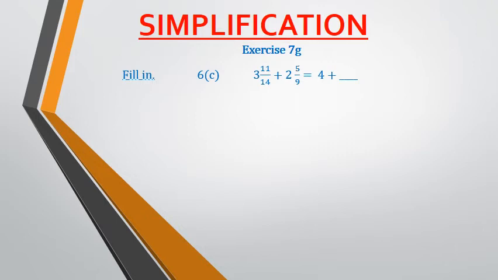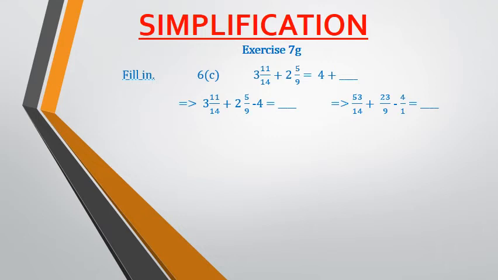So in order to find the number in the blank, we need to take 4 on the left hand side. So when 4 goes towards the left hand side, it will become minus 4. Therefore, 3 11 by 14 plus 2 5 by 9 minus 4 is equal to dash. And now in the dash, we will find out the number. So what we have to do? We have to simplify this.